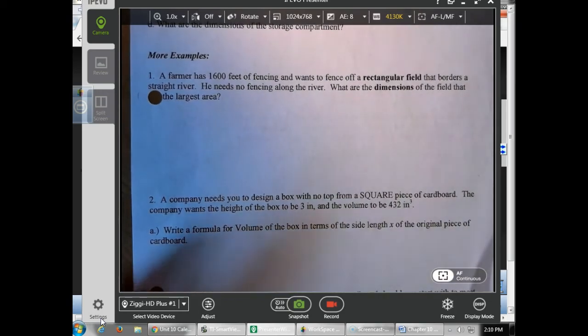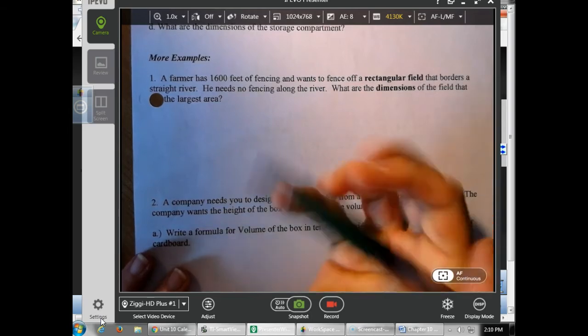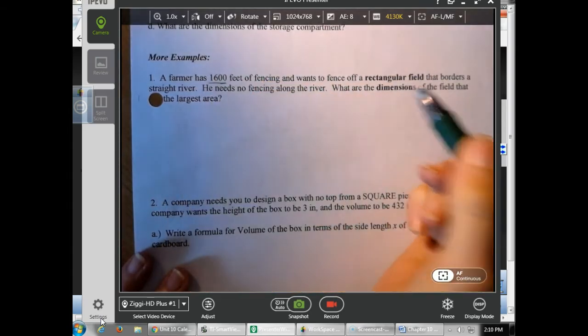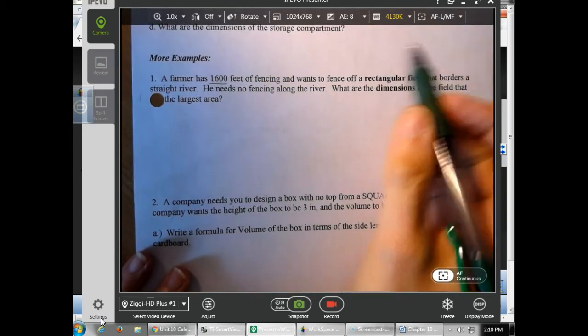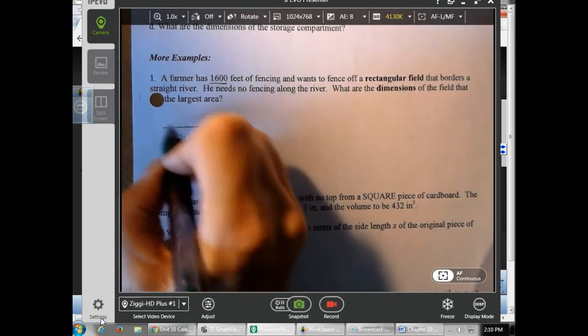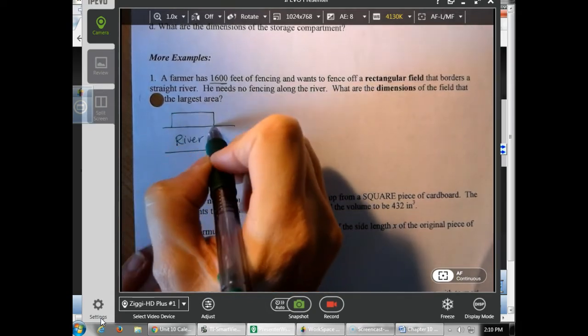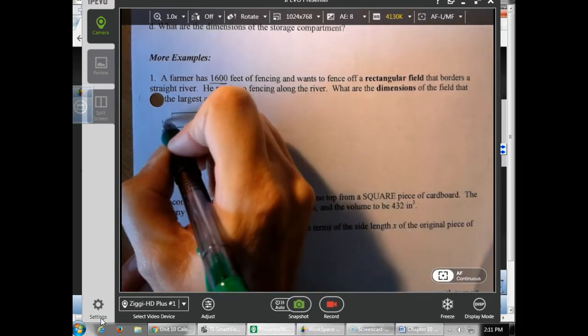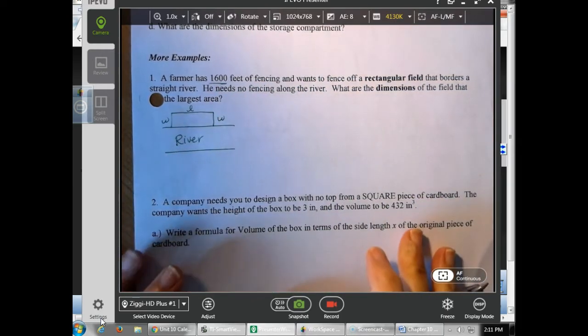Okay, I'm going to wrap up one of the problems we started yesterday. A farmer has 1,600 feet of fencing and wants to fence off a rectangular field that borders a straight river. So you have a river here, and he wants some fencing, something like that. So you're going to have a width, and then a length. So that's one way to think about it.